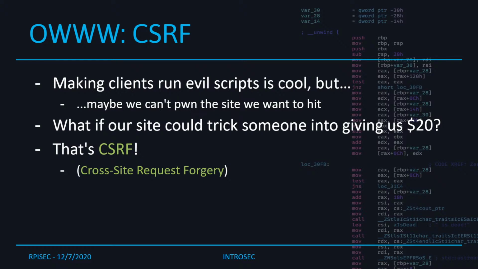we can't own. So for example, I want to attack someone's bank account and steal all their money, but the bank website doesn't have any obvious vectors. So what if instead we had our own website that would, when you load it, make your browser do some things you weren't expecting.